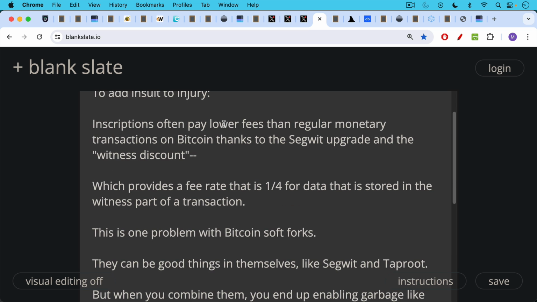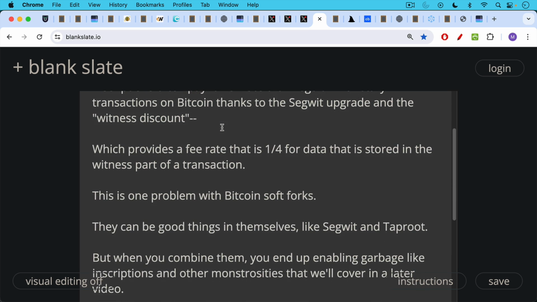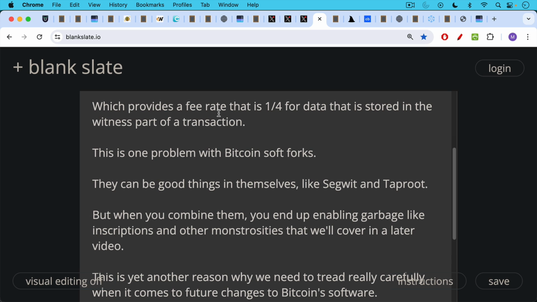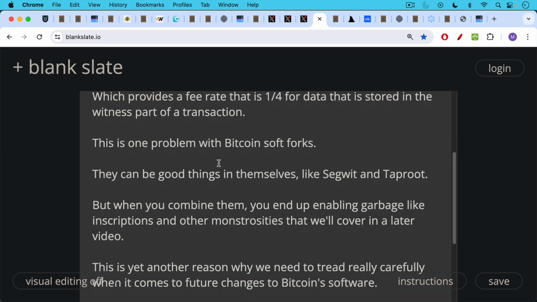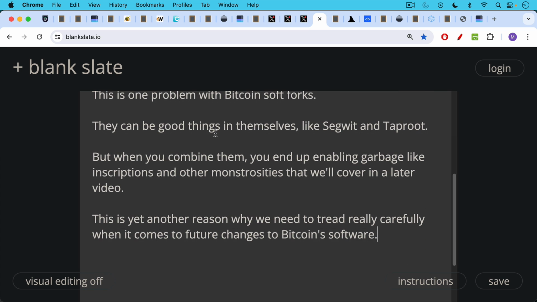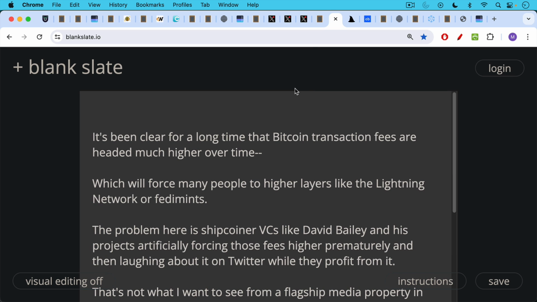So this is one problem with Bitcoin soft forks. They can be good things in themselves when considered in themselves, like the SegWit upgrade and the Taproot upgrade. But when you combine them, you may inadvertently end up enabling garbage like inscriptions and other monstrosities that we'll cover in a later video. So this is yet another reason why we need to tread really carefully when it comes to future changes to Bitcoin's software.